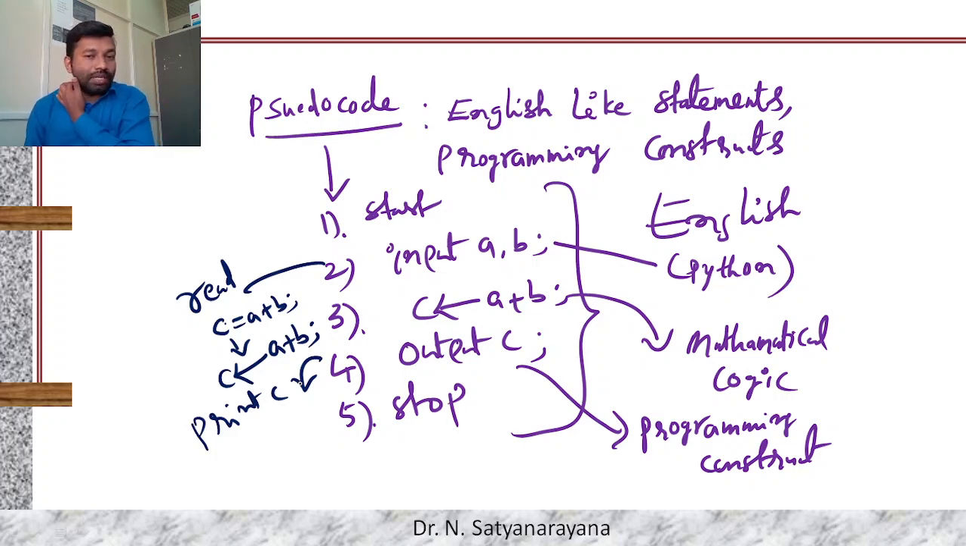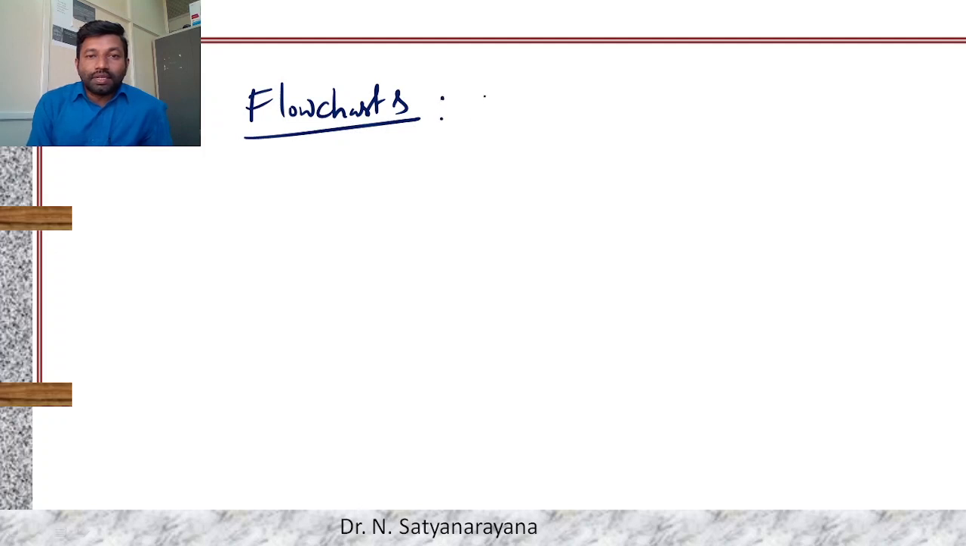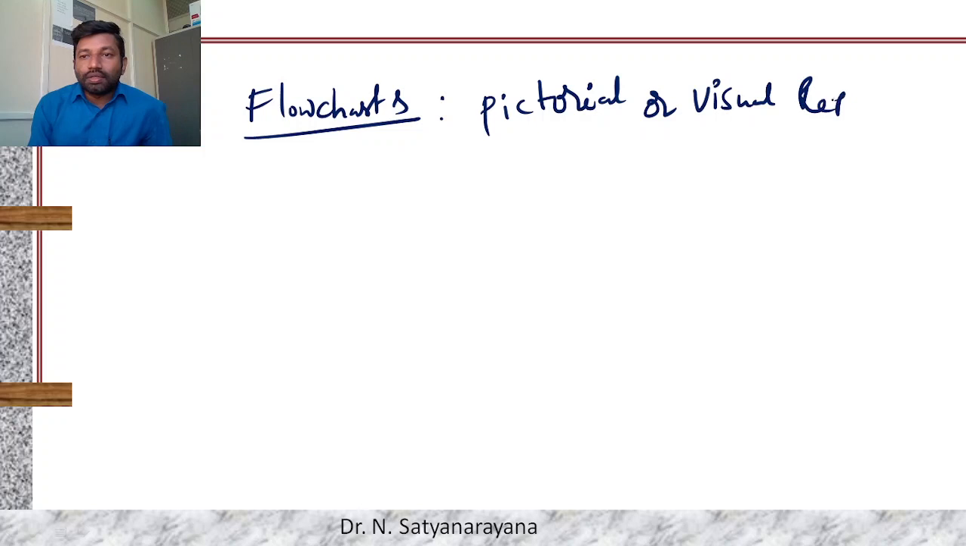Still, people may struggle to understand what has been written by someone else if he leaves the company and someone else comes in his place. So still people are facing difficulty. That's why we have gone for the concept of flowcharts. In fact, the concept of flowchart is a pictorial or visual representation of an algorithm.